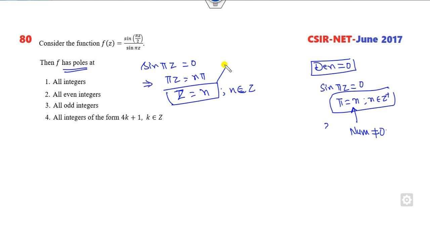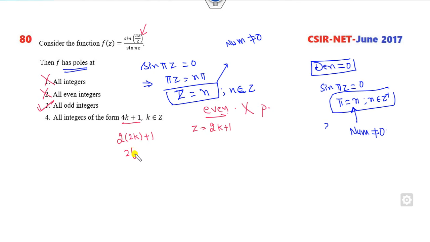Fine. But at the same time, we also have to check that the numerator value is non-zero. If I take n as even numbers, then clearly this will be 0. So it means even numbers are not poles. So all the even numbers are cancelled out, all those integers are cancelled out. All the odd numbers are poles. That's the correct option. So what is odd? It is 2k plus 1, all the integers of this form. So I can write this 4 as this, and I can write this number as this also, 2 times something minus 1. So this is odd. You can see 2 times odd minus 1 is also an odd number, so it is also of this form.